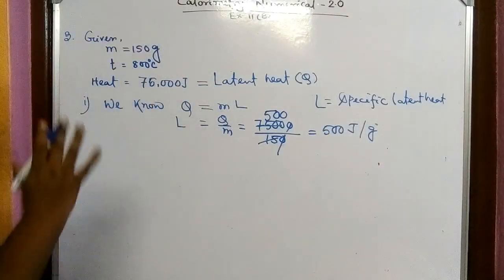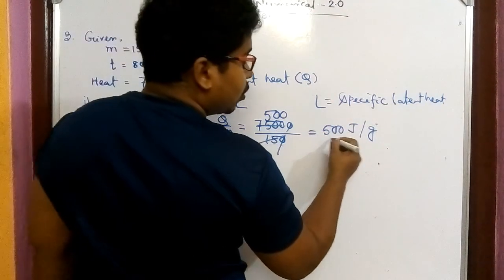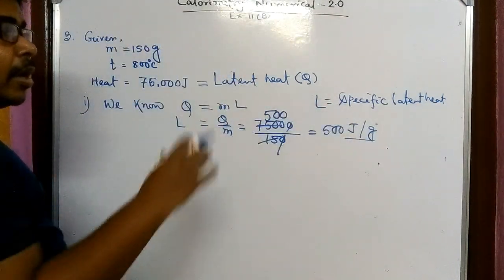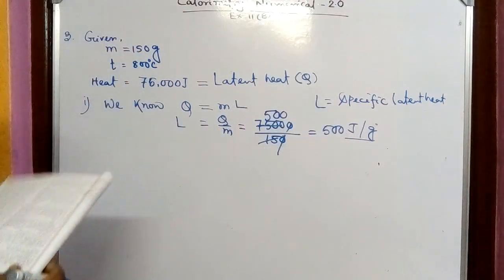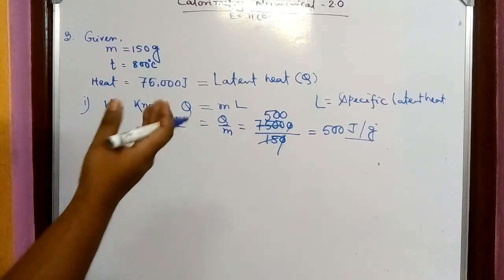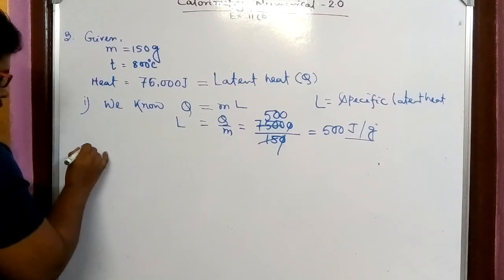Why? Because the mass is given in gram. I have already told you that this may not be a unit of any unit system, but we can use that unit. If you see the answer in your book, it is also given as 500 joule gram inverse, that is joule per gram. Now coming to question number 2.